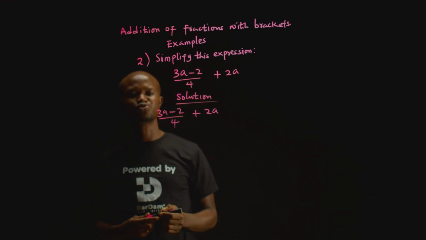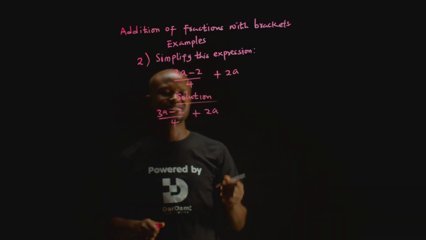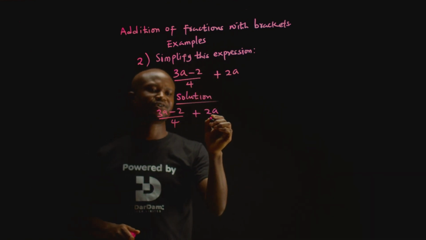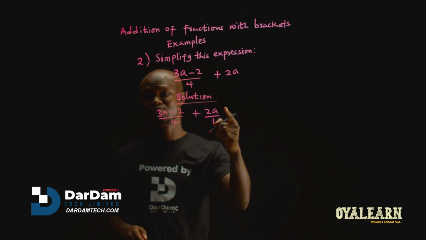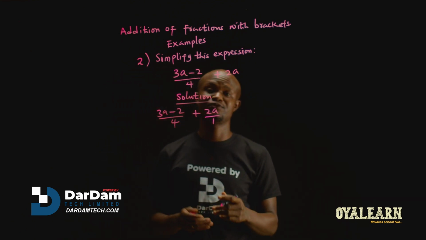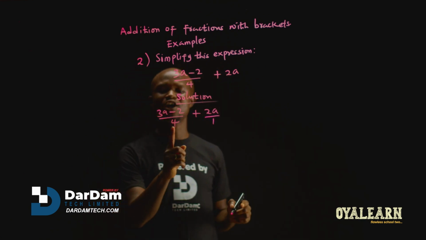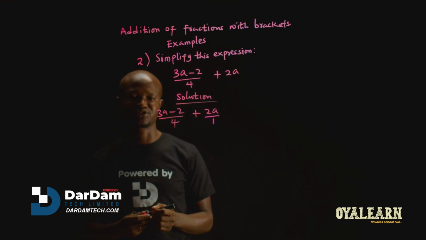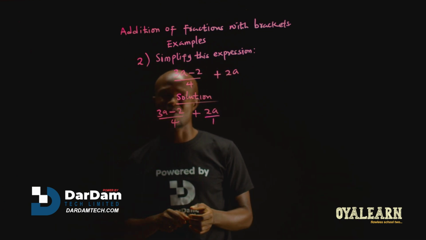We can write 2a as a fraction. That is, 2a can be written as 2a over what? 1. Because 2a divided by 1 will give you 2a. Now, the denominator of the first algebraic fraction is 4, while the denominator of the second algebraic fraction is 1.